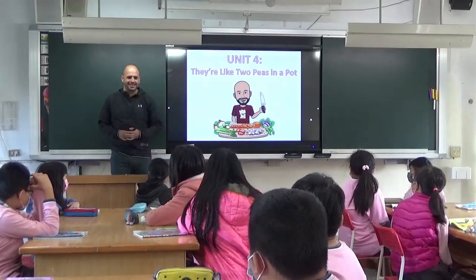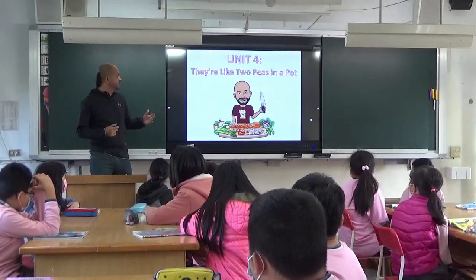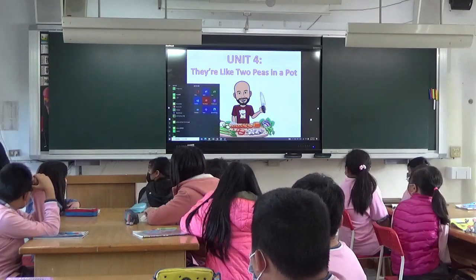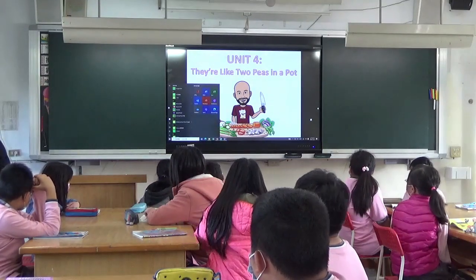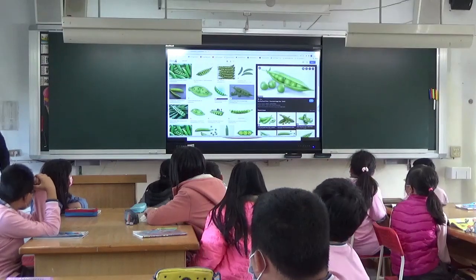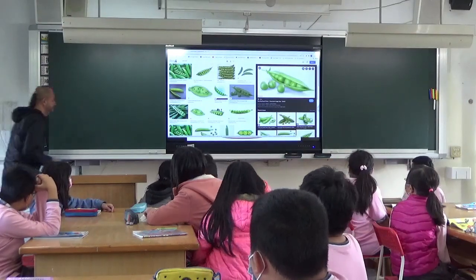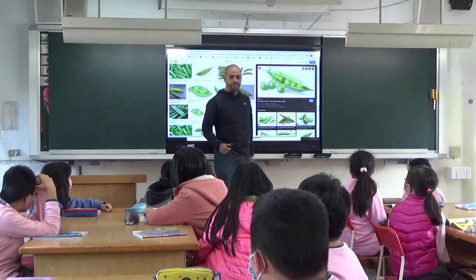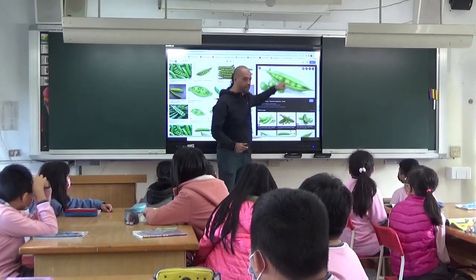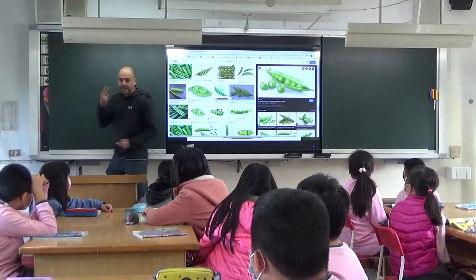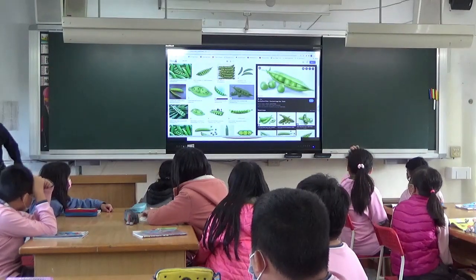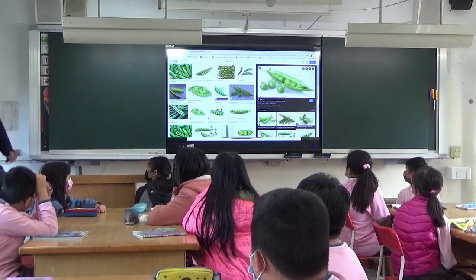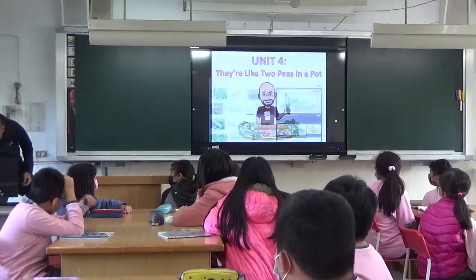So this is a saying we have in English, let me show you a picture. This is a pea. One, two, three, four, five, six, seven, eight, nine peas, right? And this is a pod. So when you say there are two peas in a pod, that means that two people look the same, right?